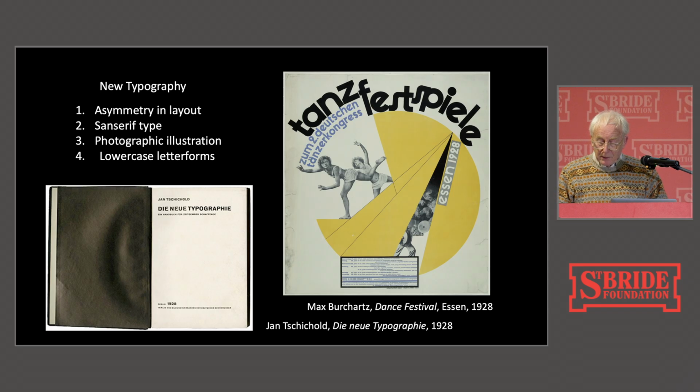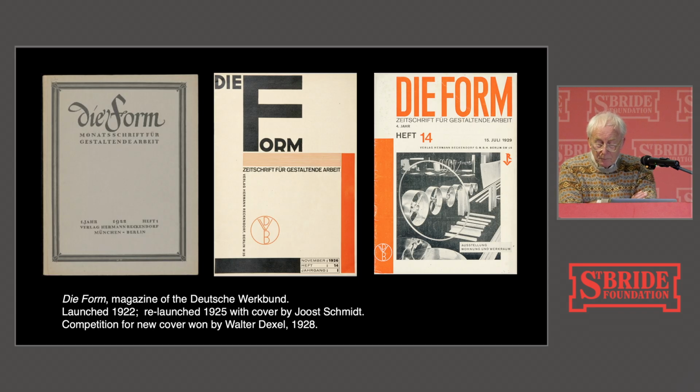But it's also seen in the ways that sans serifs were normalized or integrated into familiar publications, albeit many of a progressive nature, like Die Form. This was the magazine of the Deutsche Werkbund, launched in 1922 with a calligraphic headline, then relaunched in 1925 with a cover by Hugo Schmidt. And then finally in 1928, they had a competition, which was won by Walter Dexel, probably the most extreme and outstanding example of the new typography.